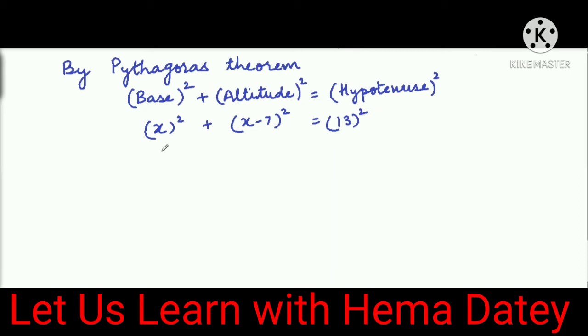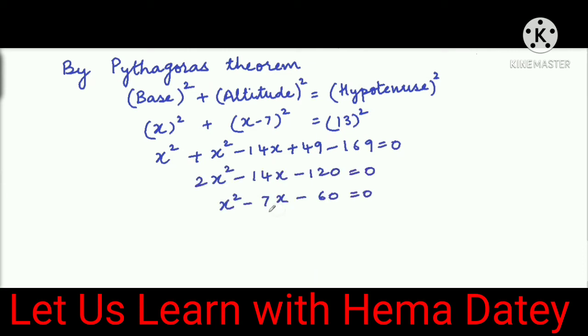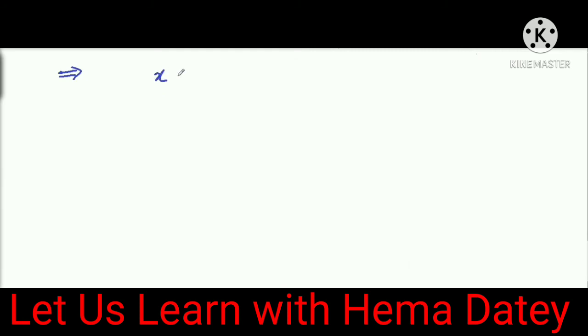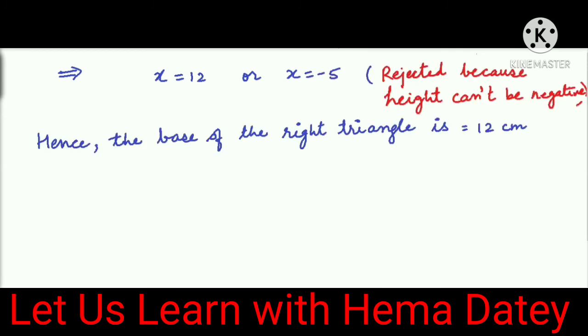We open the brackets, it is x square. It will be opened by using identity a minus b whole square. We get x square minus 14x plus 49 minus 169 is equal to 0. We get a quadratic equation and we split the middle term. We get two factors x minus 12 and x plus 5 is equal to 0. It gives us two values of x is equal to 12 or x is equal to minus 5. Minus 5 is rejected. We get base 12 centimeters and altitude 5 centimeters.